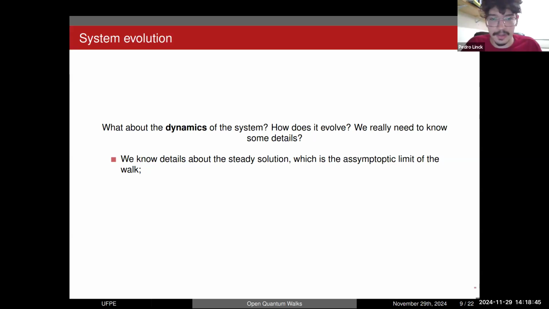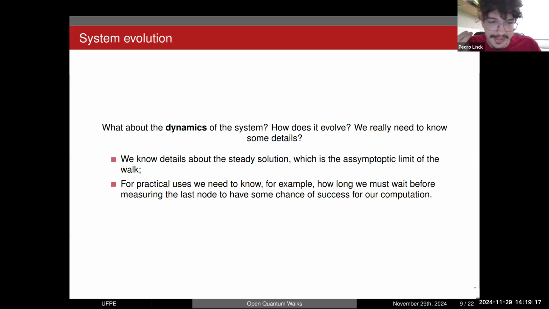Okay, so we know the details about the steady state solution, which is the asymptotic limit of the walk. Asymptotic is a very important word when you are dealing with computation, because asymptoticity just means that you know something that is happening when you leave it to infinite time. So it's useful from a mathematical perspective, but from a computational perspective it is completely garbage, okay?